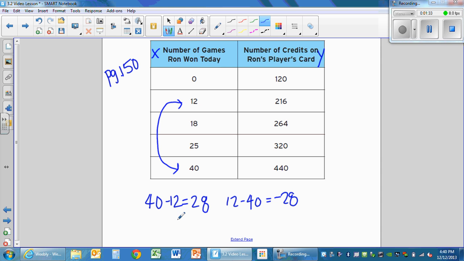Step 2 wants you to calculate the difference between the corresponding values of the dependent variables. So you have to pick the two y values that go along with the x values that you just picked. I picked 12 and 40 for my x values, so now I need to pick the same ones on my y side. So I'm going to take 440 minus 216, and I'm going to get 224. And again, I can take the bigger number, 440, and subtract off the smaller number.